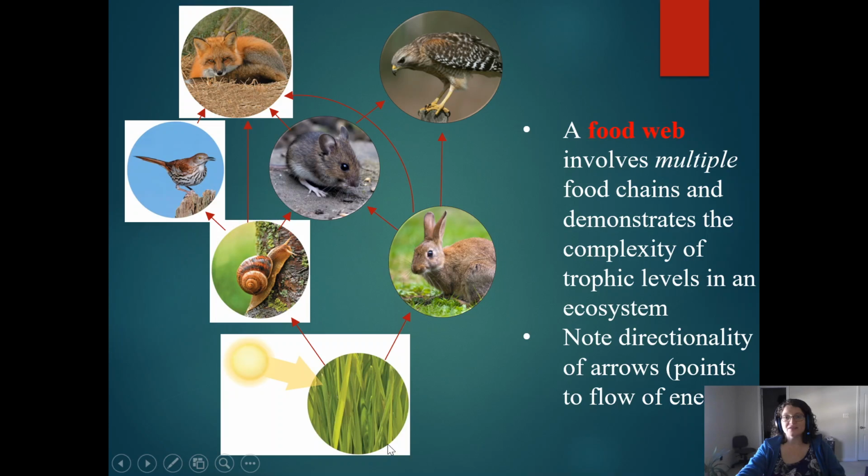Again, the directionality of the arrow points to the flow of the energy. Okay, this energy flows to rabbits and to snails. Now obviously this is not everything, but this shows more complexity than a food chain does. And note that the higher on the food chain you are, the more arrows are pointing to you, and there's no arrows pointing from you to someone else. Those are the peak predators here.